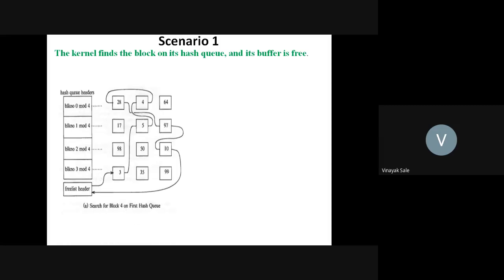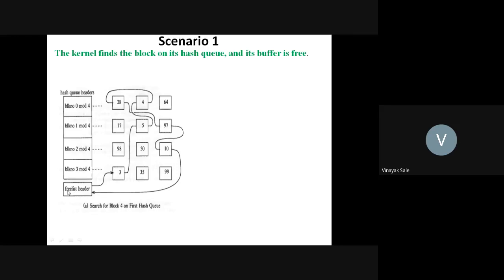So this is the structure of the hash queue. This figure is for searching block 4 on the first hash queue. So there are 4 blocks, and at last there is the free buffer header.